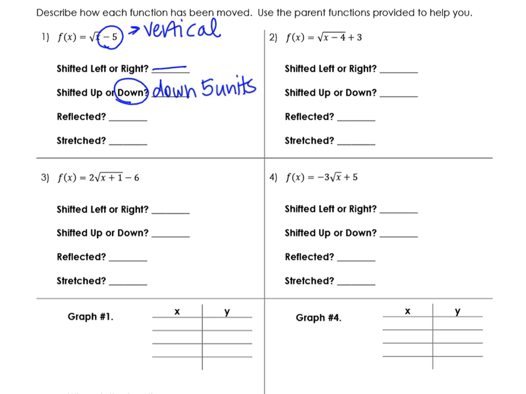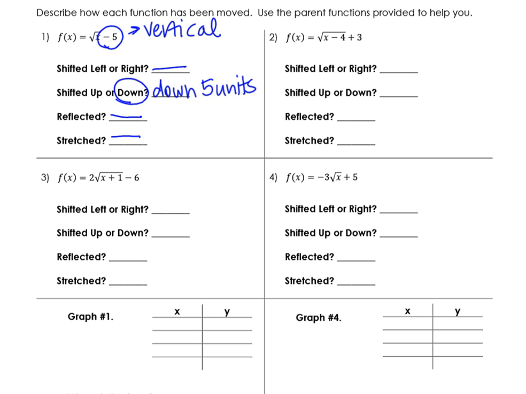Reflected? Well, remember, parabolas would flip upside down or open up the other way if a was negative. We don't have a negative a value here. So there's no reflection, and there's no number. Well, there's a 1, but there's not any number other than 1 in front, so there's no stretch.